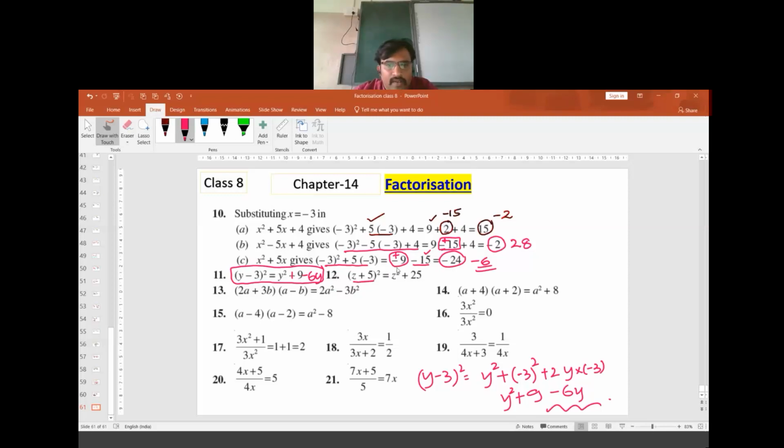In the next one also the identity should be used. z plus 5 whole square plus, sir, 10z is remaining. One more time we can write 10z.